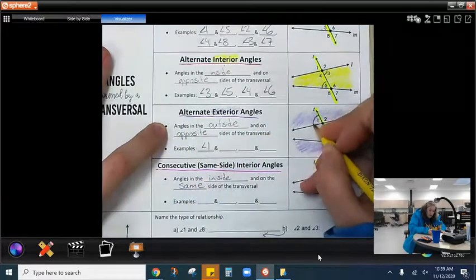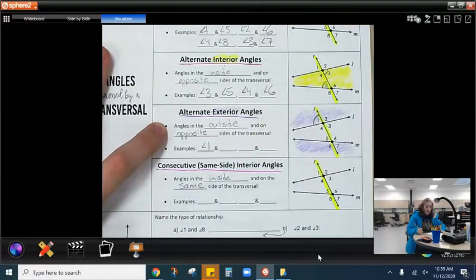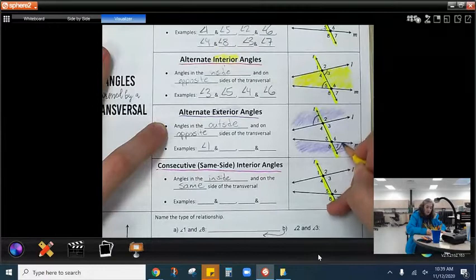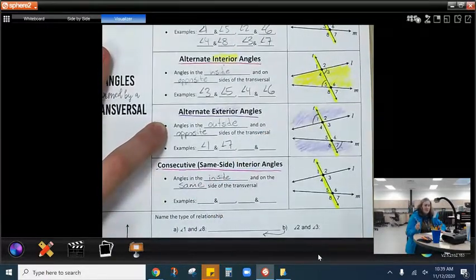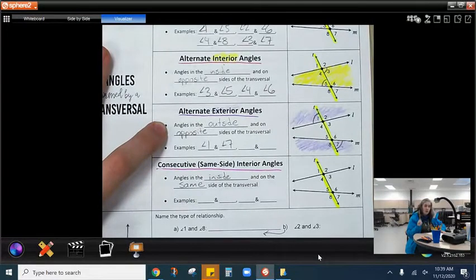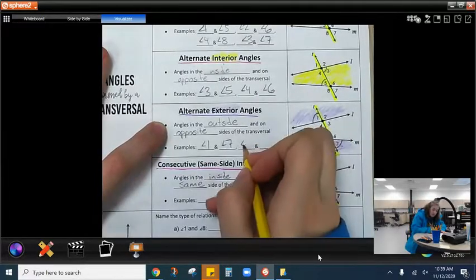Right? So here's angle 1. And we want to find one that is outside and opposite the transversal. So here's our transversal. On the opposite side of it, on the right side, would be angles 2 and 7. But we're comparing angles from L to angles from M. So alternate exterior would be angle 7. Hey, there's another pair of angles that is alternate and exterior. That would be angle 2 and angle 8.